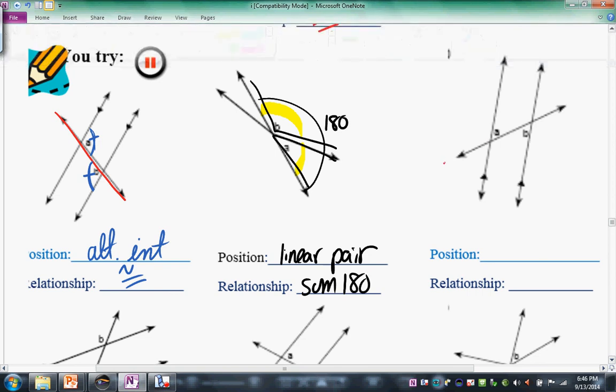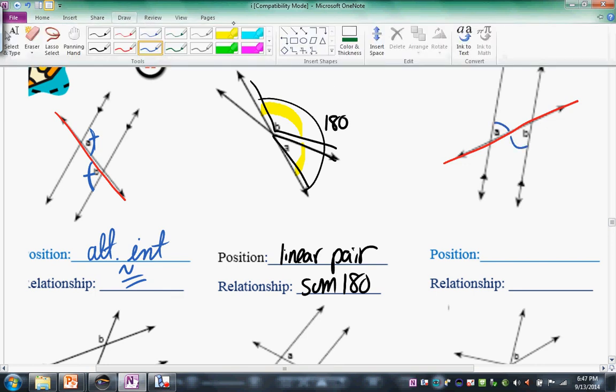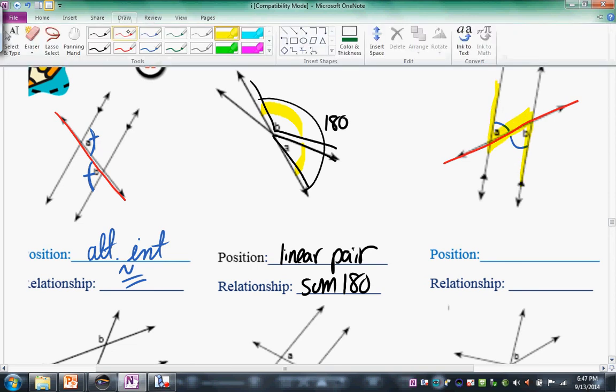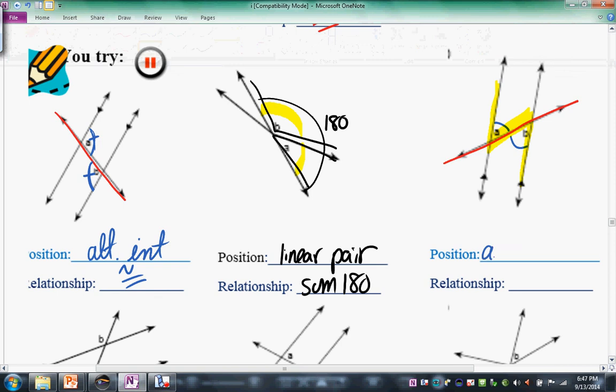For this one, here's your stir stick. Let's trace A and B. Trace that with me. Notice we have armpits of the Z. That's going to be alternate interior. So we write alternate interior, and when lines are parallel, they are congruent.